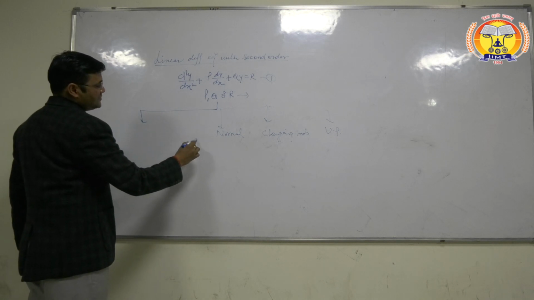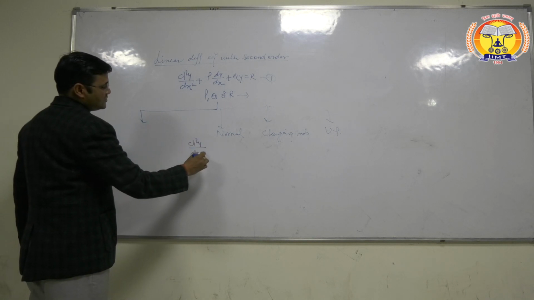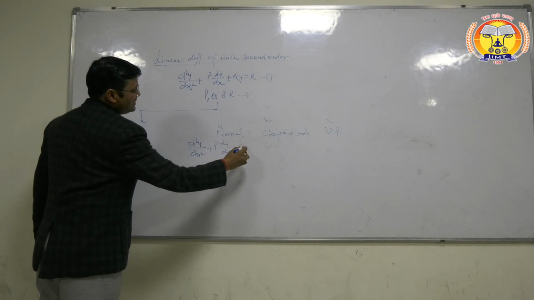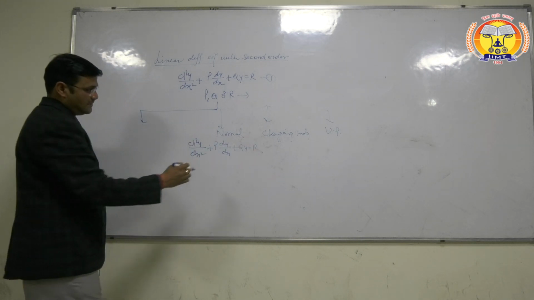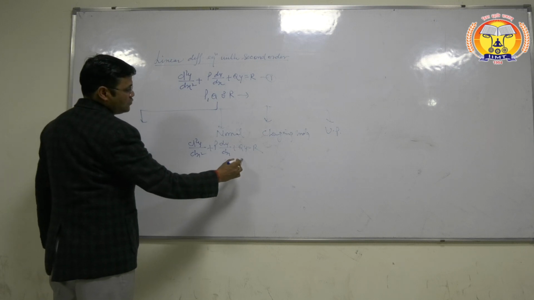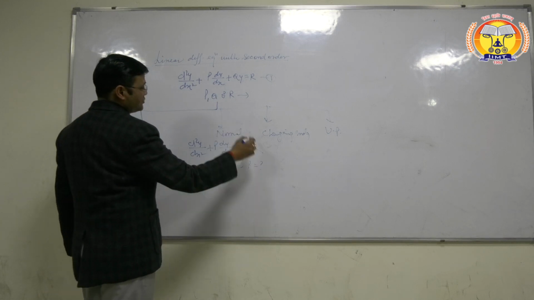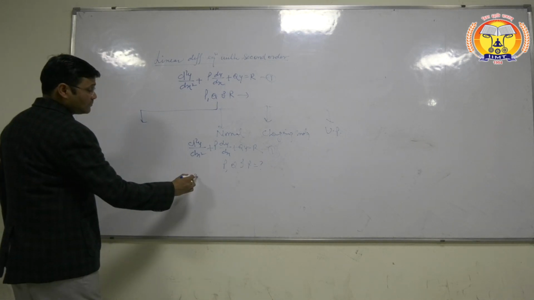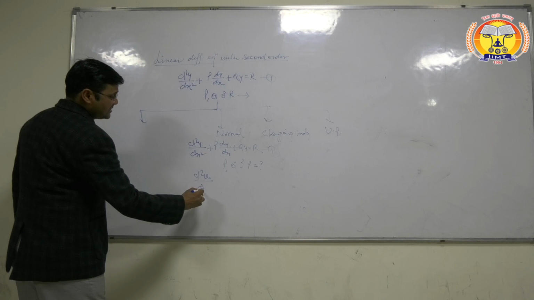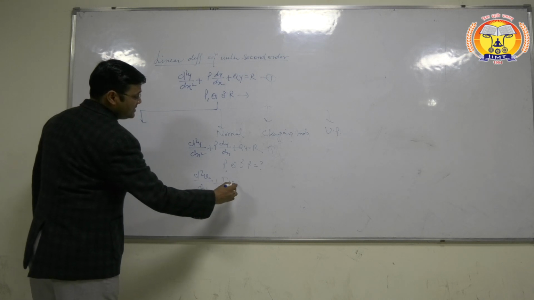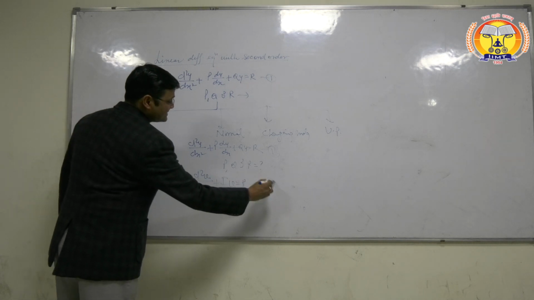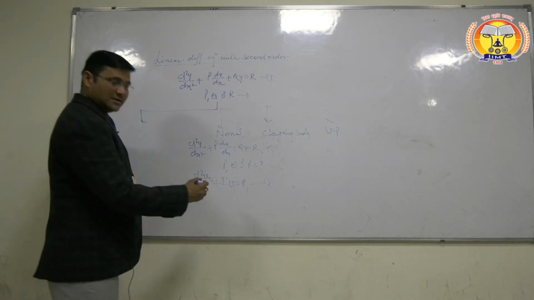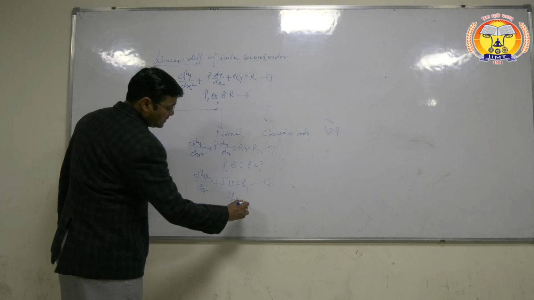Again, the second order differential equation d²y/dx² + p dy/dx + qy = r. Now we compare p, q and r with equation number 1. This is the normal form, that is d²v/dx² + Iv = R1.